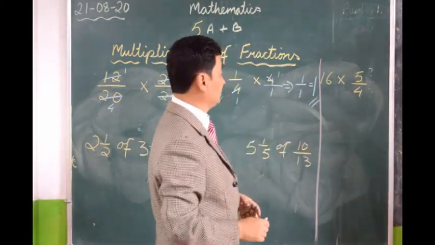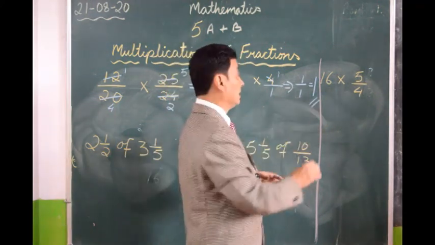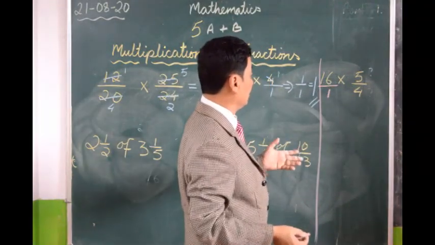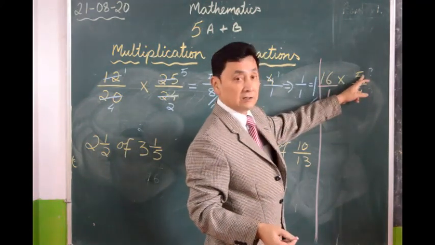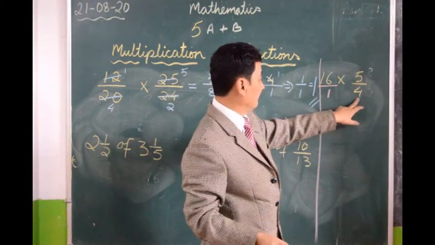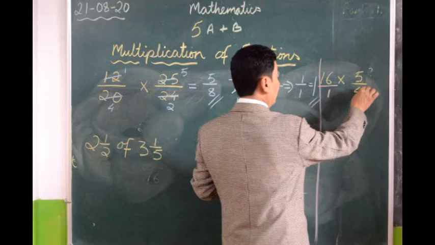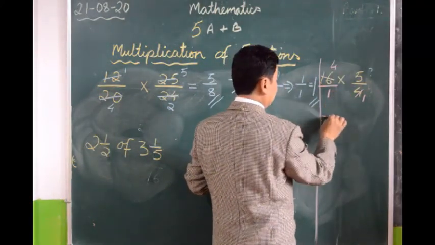We've got 16 into 5 upon 4. There's only 16, so what should we put? 1. Now let's see if we can reduce or if it cancels. Can we cancel side by side? No. Can we cancel numerator and denominator? Yes. Will 4 go into 5? No. Will 4 go into 16? Yes. 4 ones are 4, 4 fours are 16.